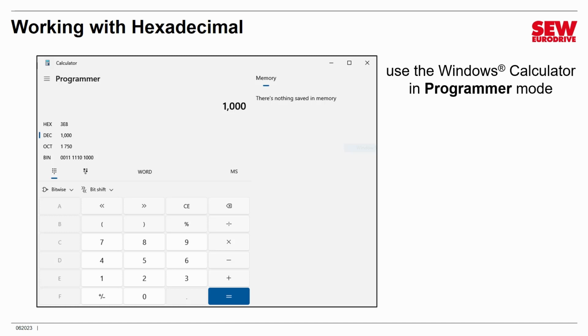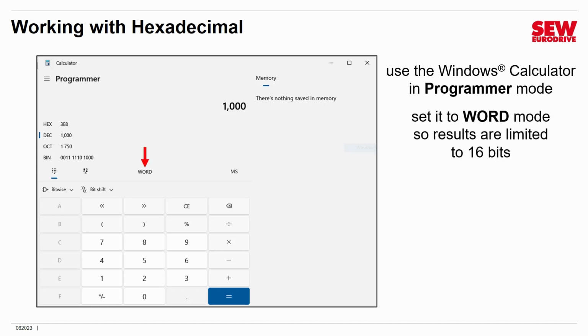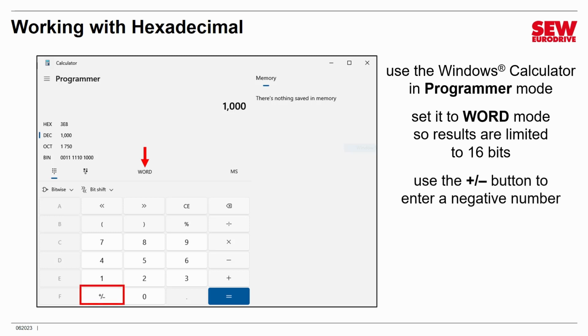Now, how do you use this? Well, let me give you a few pointers here. You want to click where the arrow is until it changes to word. It will probably start out as Q word, and if you click it once, it'll change to D word, and if you click it one more time, it will change to word. When you put it into this mode, it will limit the results to 16 bits, which is the length of a process data word, so that's a handy thing to do. And if you want to make a number negative, you'll need to click the positive-negative button. Don't hit negative on the keyboard.